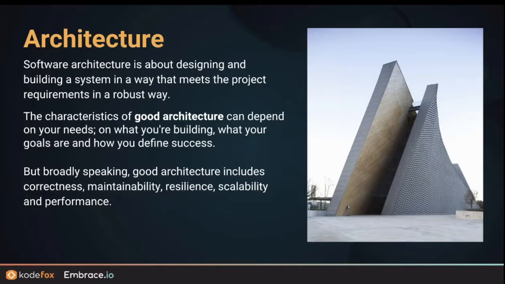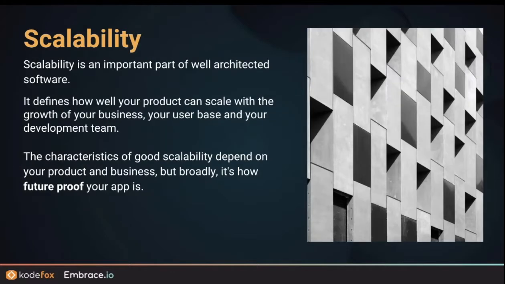The characteristics of good architecture can depend on your needs, like what particular things are important to you or to your product. But broadly speaking, good architecture includes correctness. If your software doesn't do what it's meant to do, if it doesn't compute the correct answer, it doesn't matter how performant it is. So correctness I always think of as number 1. Maintainability is important if you're going to grow. Resilience, like how is it going to stand the test of time or the test of load, and then scalability and performance.